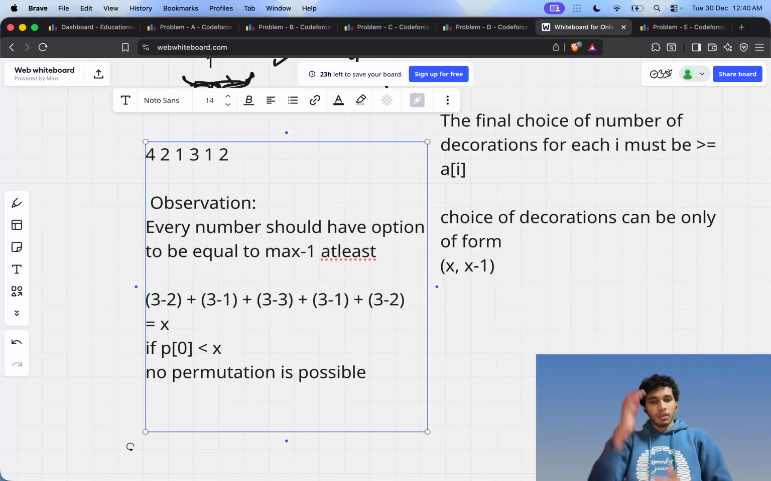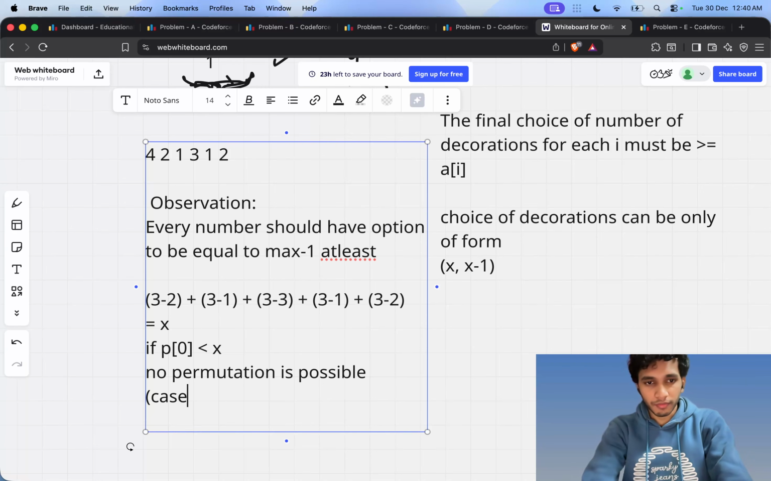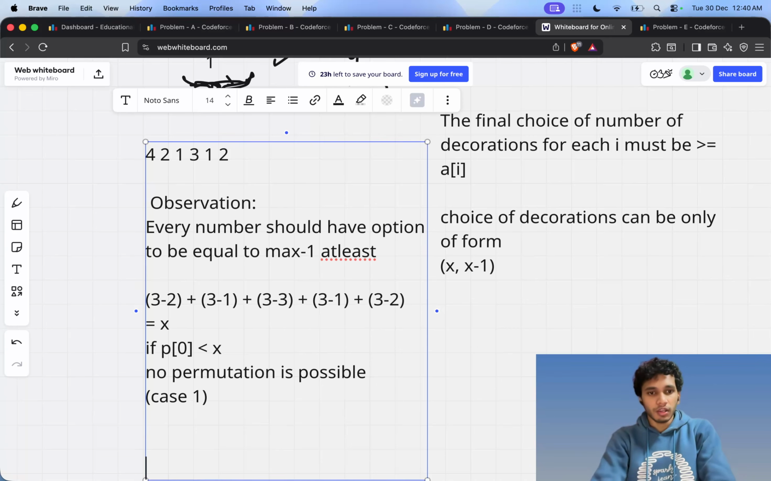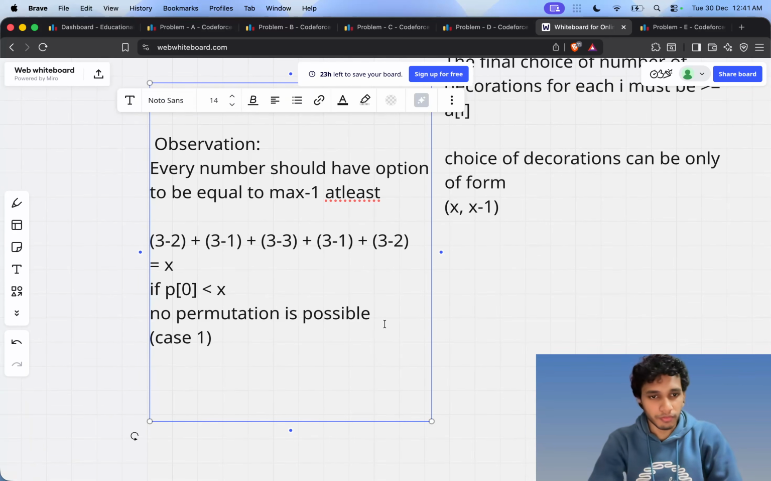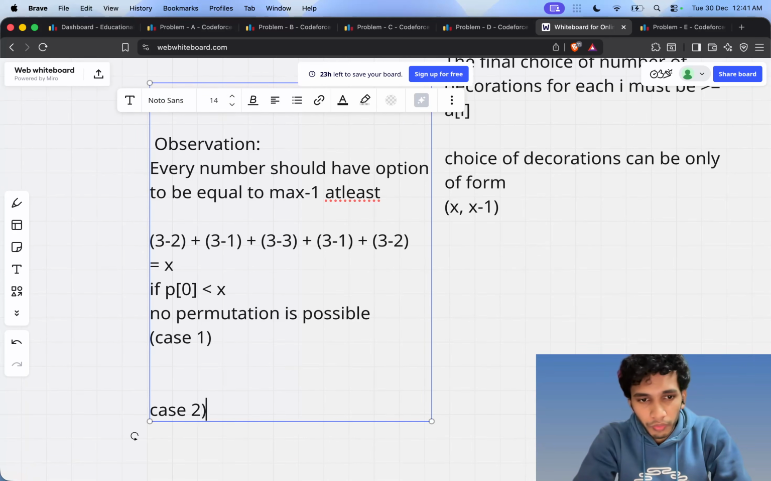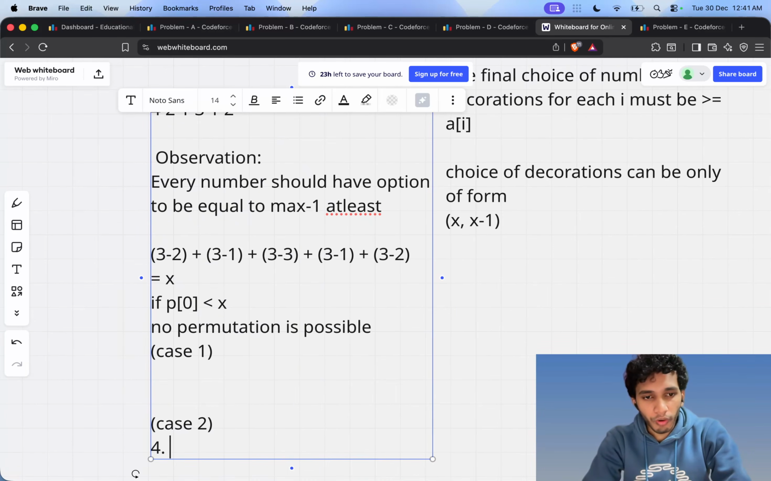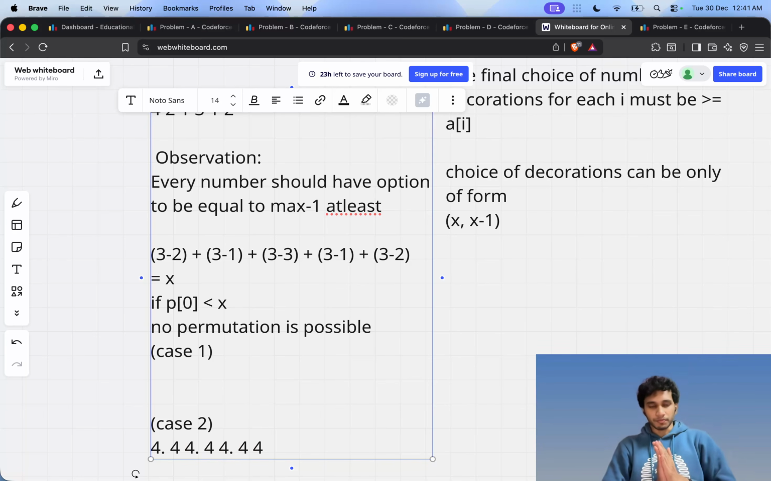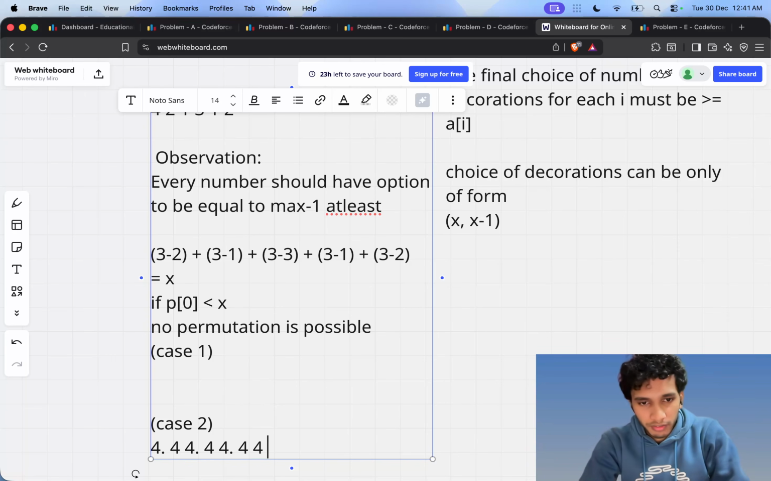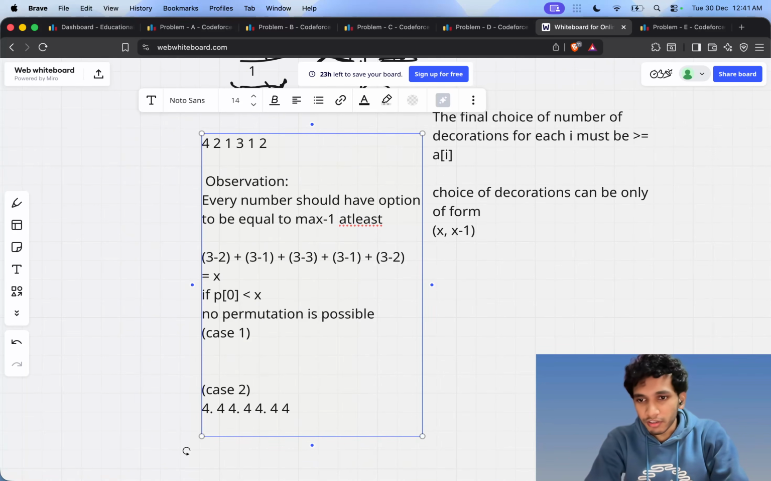Alright, now this is one of the cases for our final solution. Let's analyze another case now. Case 2. What can be another scenario? Another scenario can be that all the numbers reach up till 4. In this scenario, everyone is independent. That is, every particular permutation is possible.